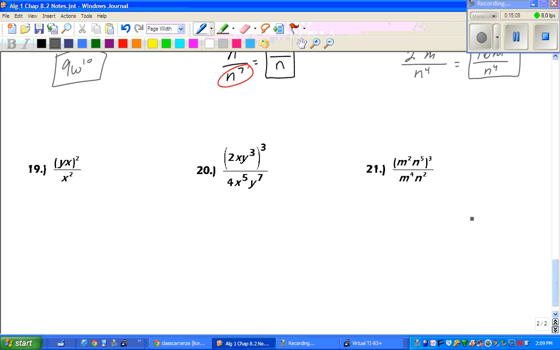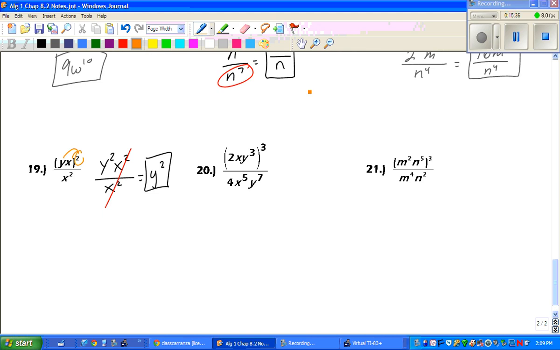All right. Number 19. Go ahead and distribute the square, so you get y squared, x squared, and x squared. And now, when you subtract those, the x's actually cancel out, and you're just left with y squared.